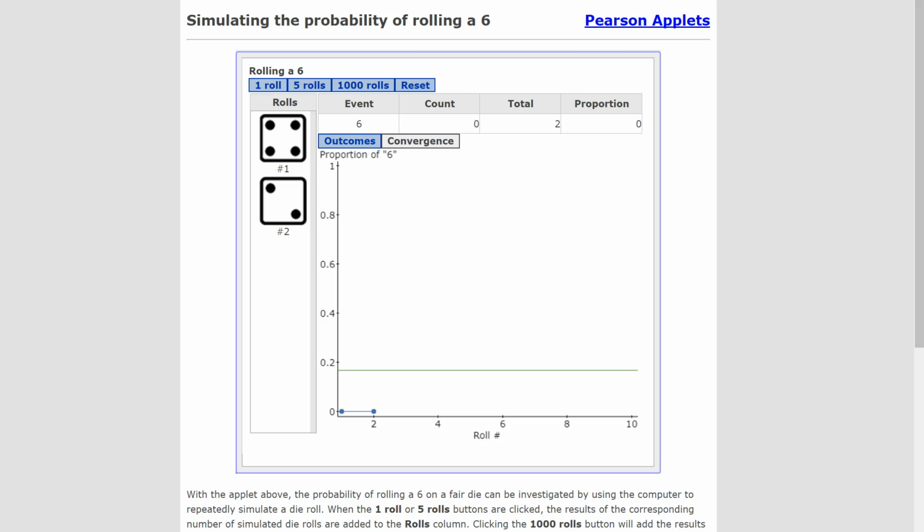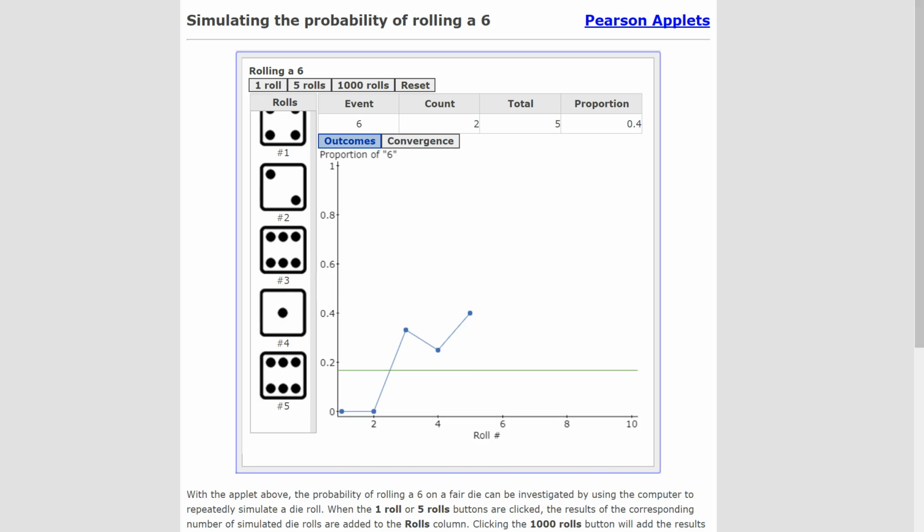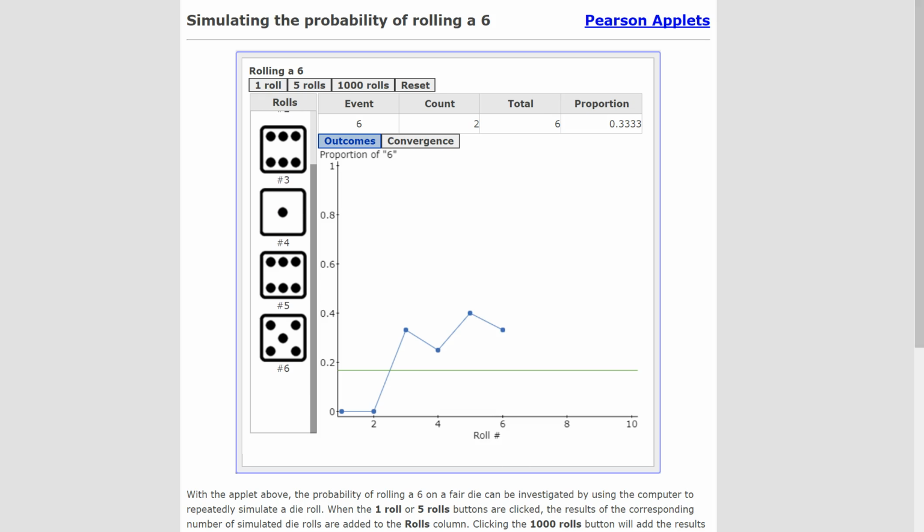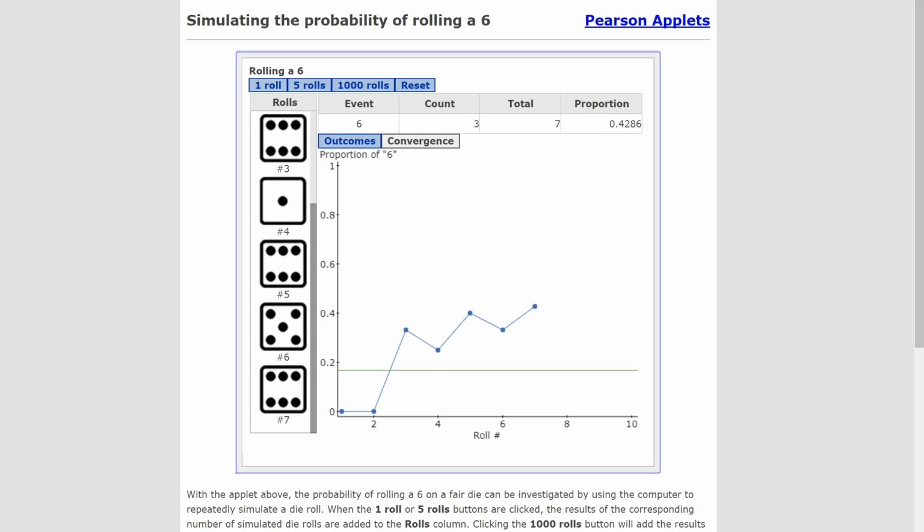At this point in time, this is still not a 6, so my probability is 0 out of 2 or still 0. Let's roll it 5 more times. So I got a 6, that improved my count. I got another 6 right here, that improved my count. Oh, and look, I got another 6. So at this point in time, I have gotten 3 6s out of 7 rolls of the die. So this ends up at an empirical probability of 3/7 or 0.4286.